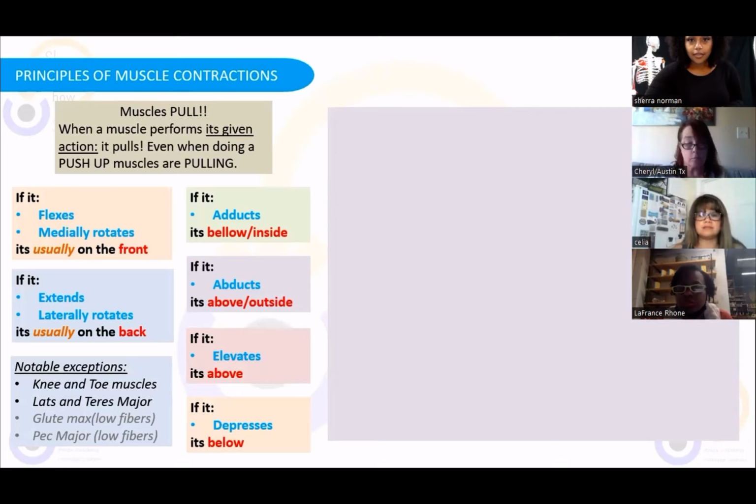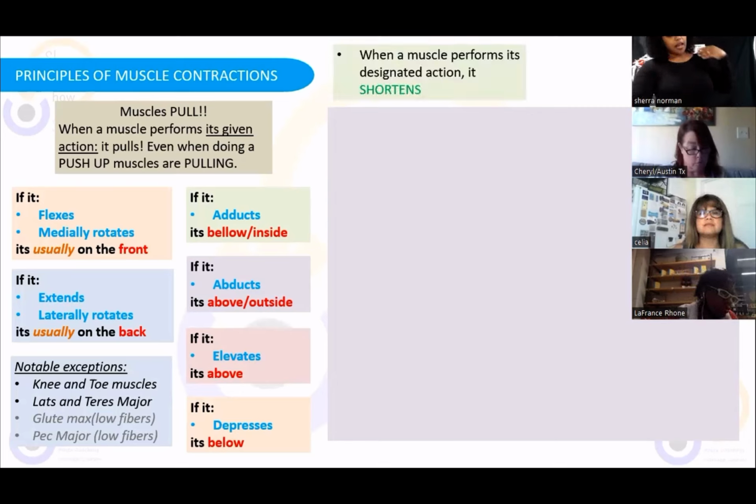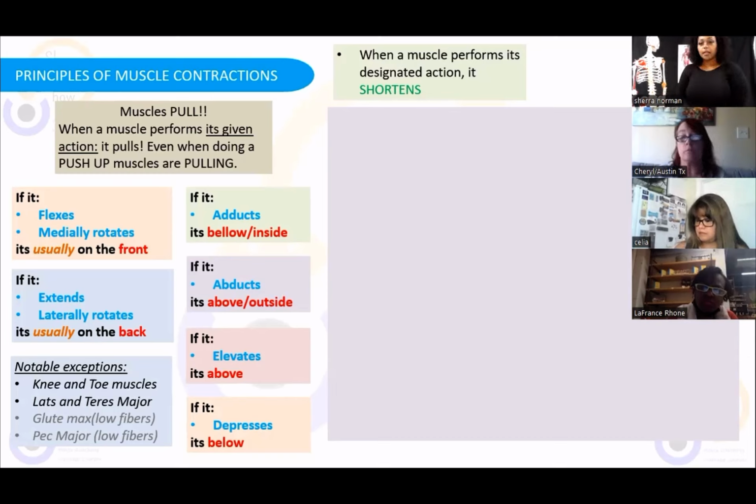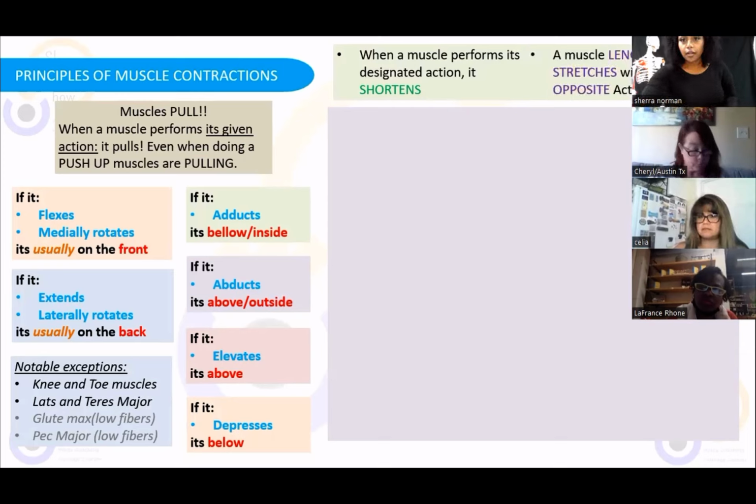All right. So the other concept, when a muscle performs its action, as you're drilling the muscles, the splenius capitis extends, side bends, ipsilaterally rotates. When it performs that action, it shortens. Just the same as it's always pulling, it's going to shorten. So when you see questions about lengthening and shortening, when a muscle performs its given action, it's shortening. When the opposite action happens, it's lengthening. If you want to stretch a muscle, you do the opposite of what it does.